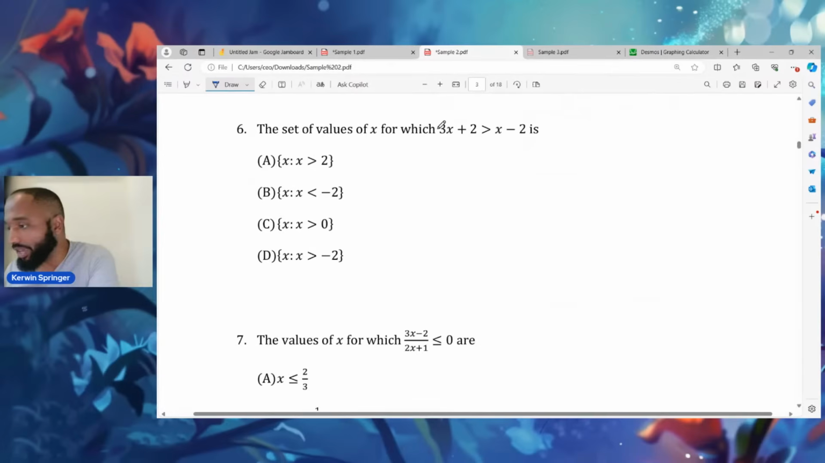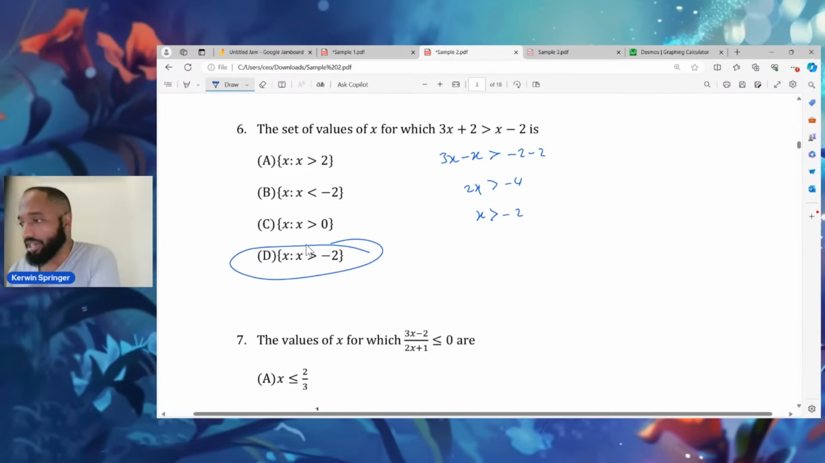The set of values of x for which 3x plus 2 is greater than x minus 2. Bring this across, you get 3x minus x. Bring this across, you get negative 2 minus 2, so you get negative 4. 3x minus x is 2x. So x is greater than negative 2. We didn't switch any signs, so we just keep it like this. We didn't mess up anything, so you don't need to switch anything.